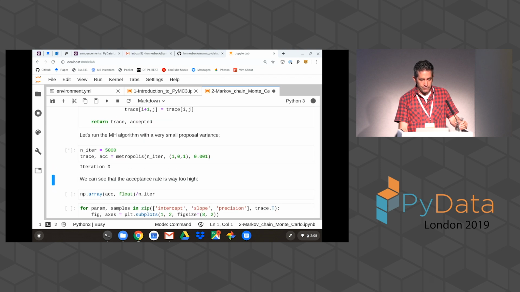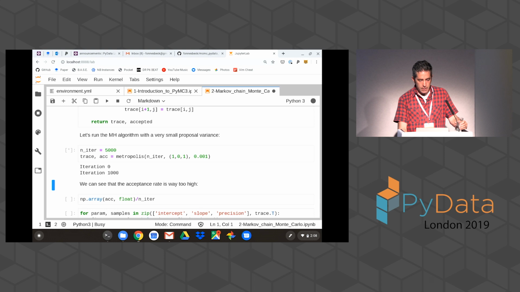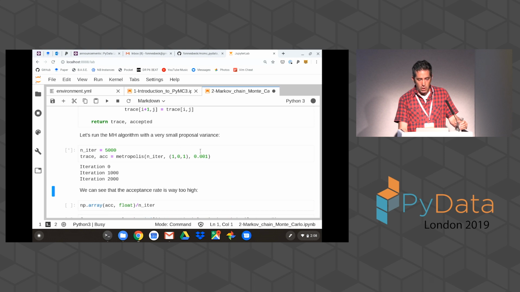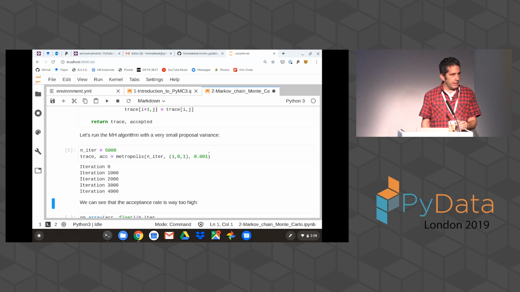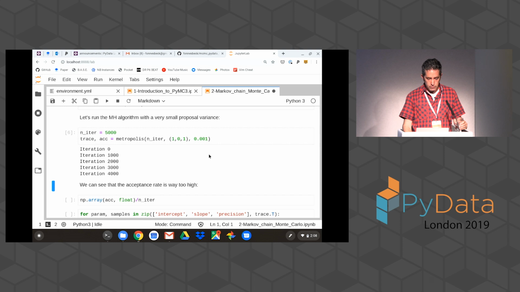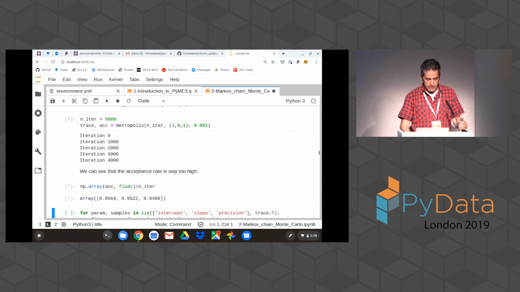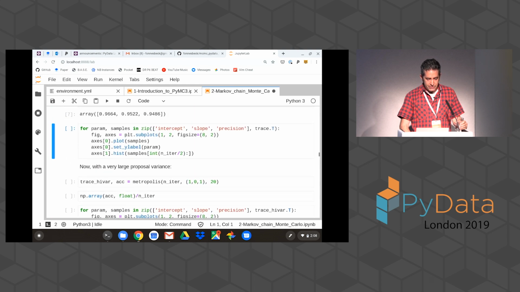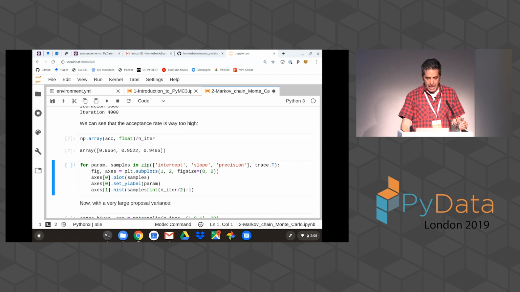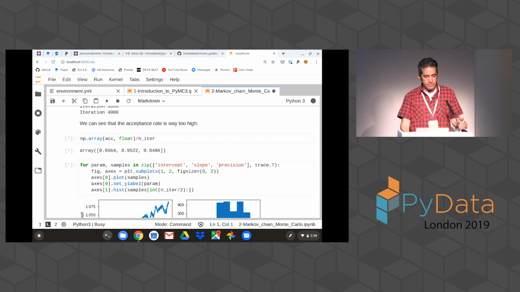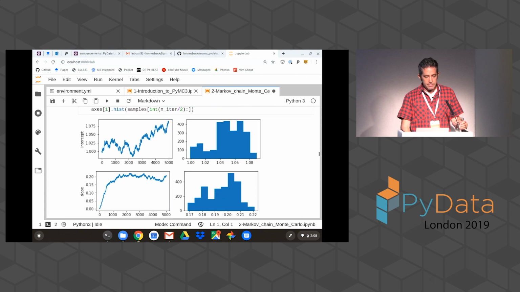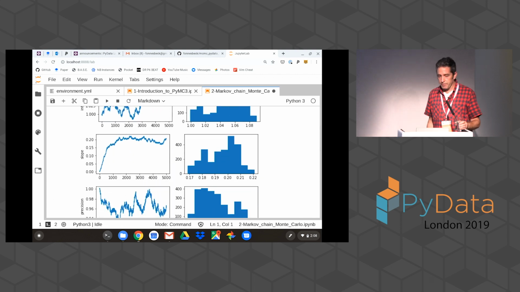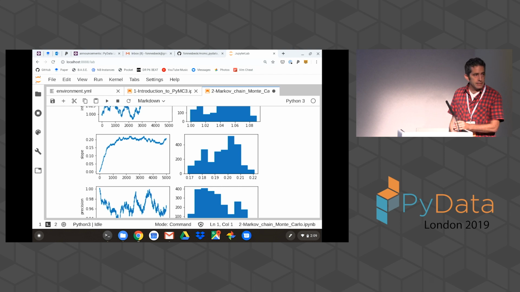I'm going to run this for 5,000 iterations, and I'm going to pick a pretty small proposal variance. That 0.001 is the standard deviation of the proposal distribution. I gave away the punchline here. The acceptance rate is very high, over 90%, which sounds good. Accepting seems good, doesn't it? We like to be accepted. But it's bad if you're an MCMC algorithm because your proposals look like this.